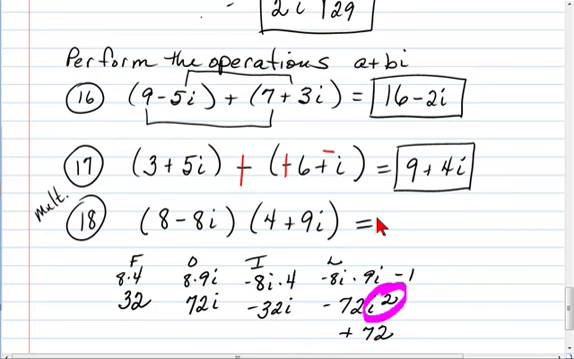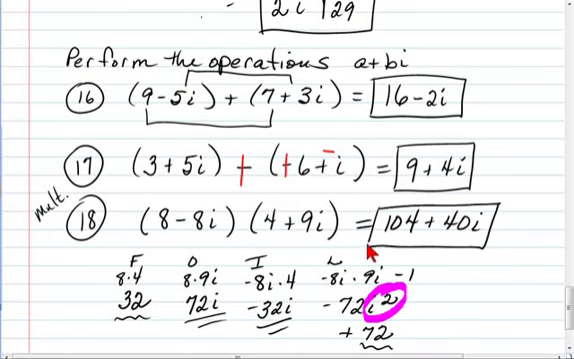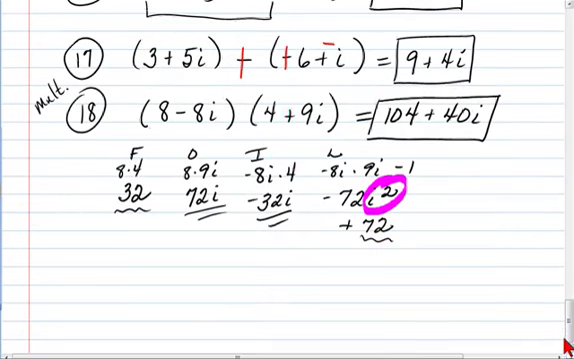So now I'm going to add my real parts, and together that will be 104. Then I'm going to add my imaginary parts, and it's actually going to cause me to subtract, and I should have 40i. So once again, your answers to addition, subtraction, multiplication, and when I get to it, division, will all be in the form A plus Bi.